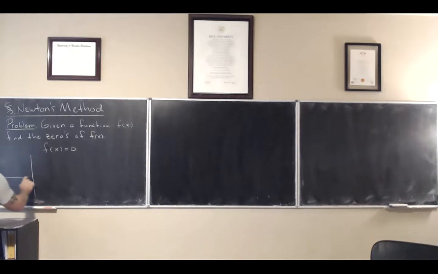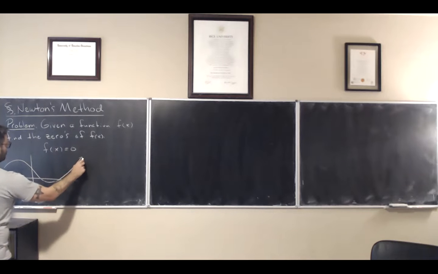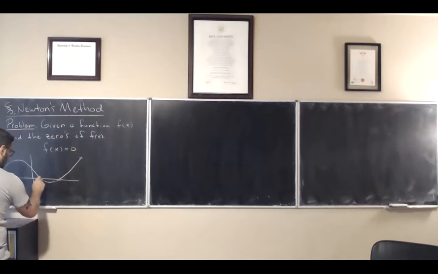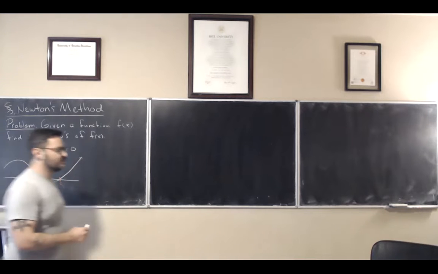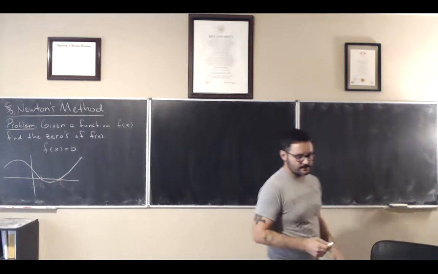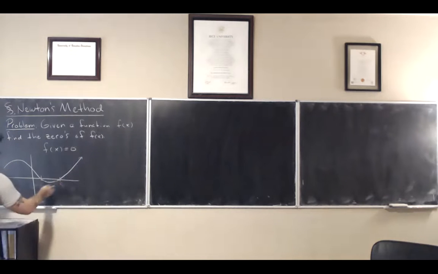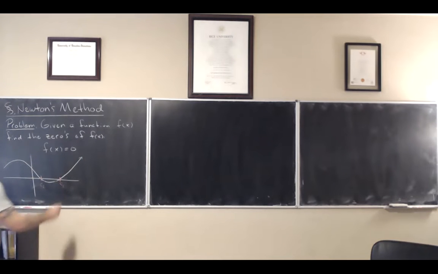For example, if we have some function like this, then these values here, maybe I'll call them C1 and C2, those would be the zeros of that function. There might be more over here, but here are two zeros of the function f. Okay.